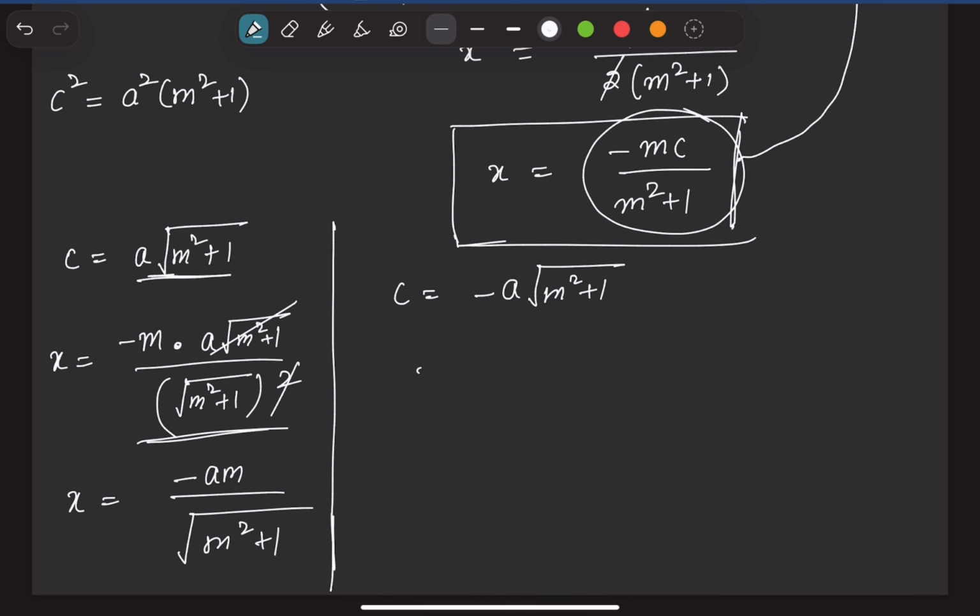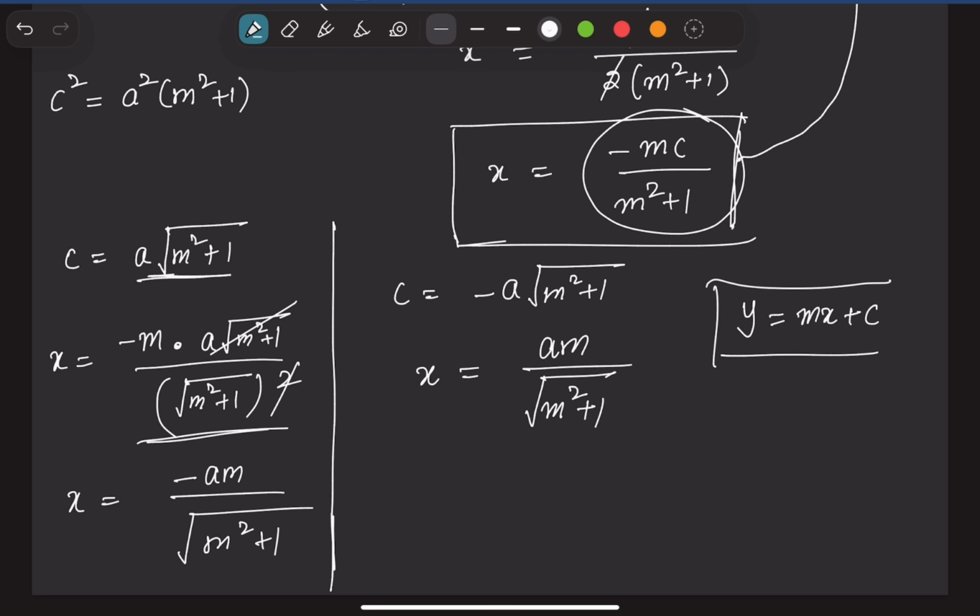Similarly, if you do the same thing here, you'll get x is equal to am upon square root of m square plus 1. Now put the values of x in the equation y is equal to mx plus c. Then you will get the values of y.